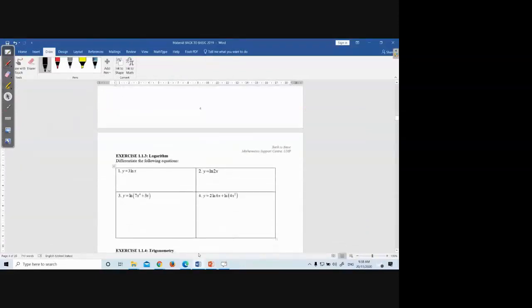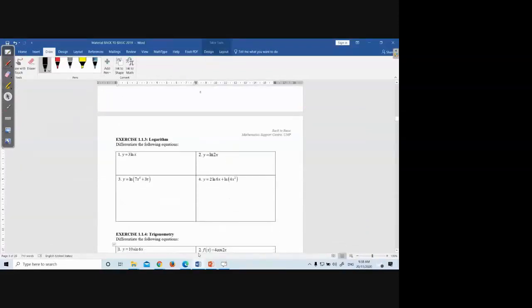Okay, so we have 3 ln x. Do you know how to differentiate 3 ln x? Yes, very good. Differentiate ln x is 1 over x, so just multiply with the constant 3. So we have 3 over x. What about number 4? Let's try to solve number 4.